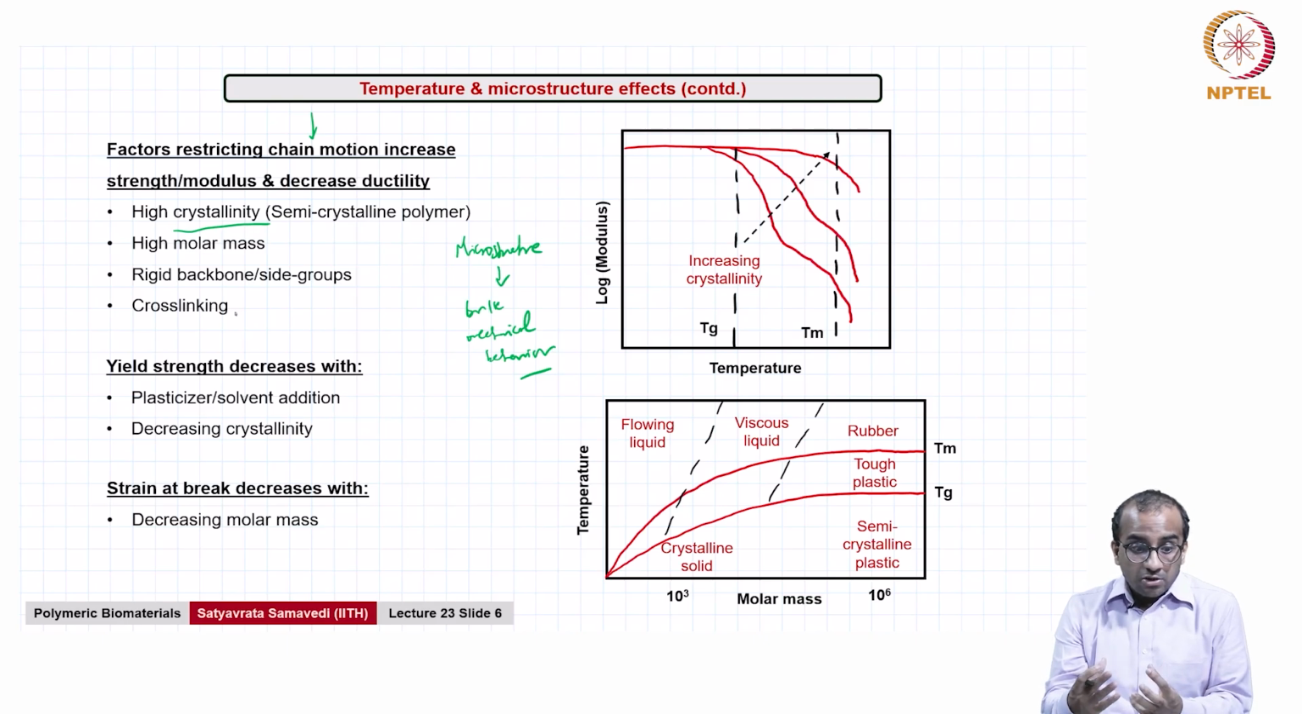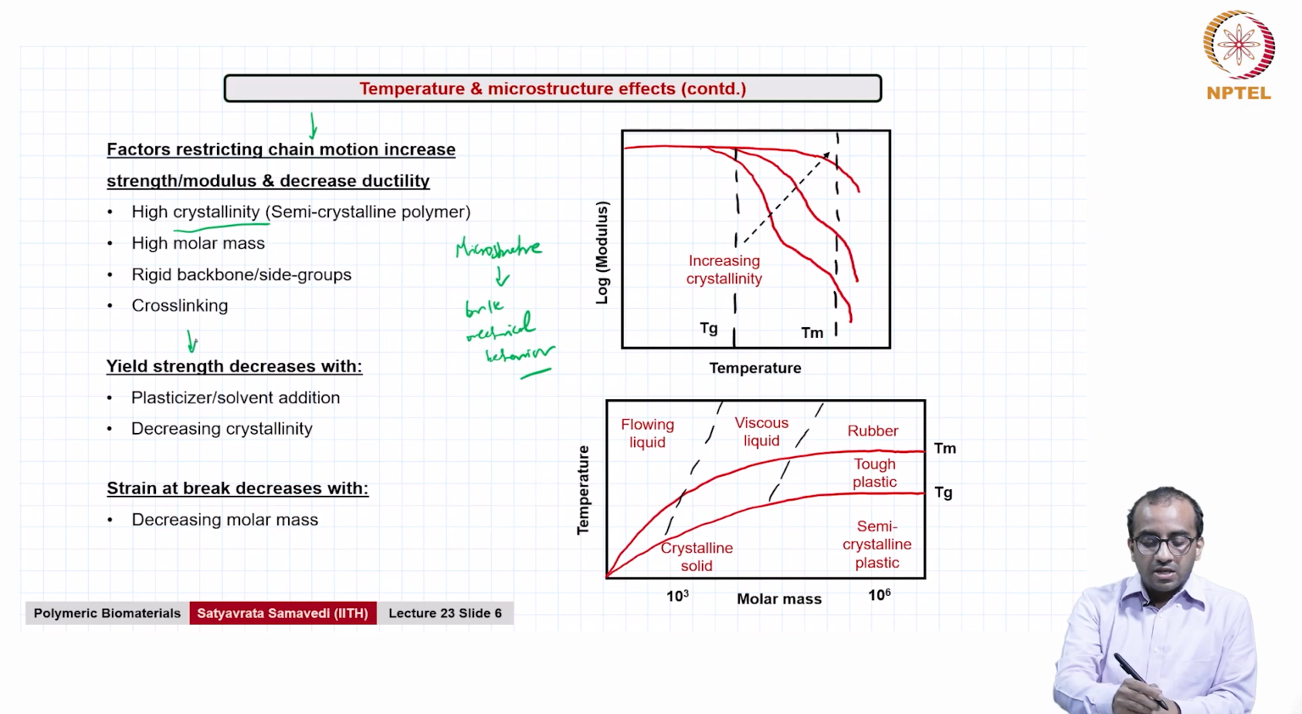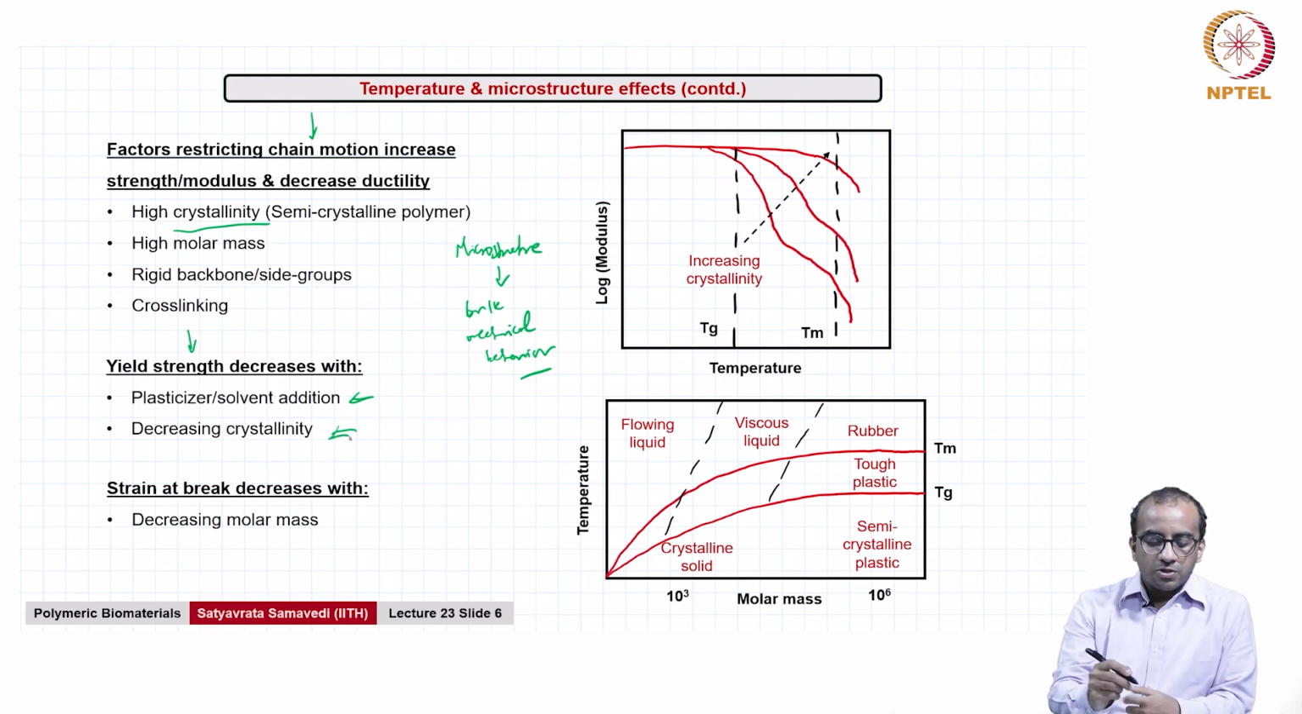Likewise, for ductile or plastic materials, you can have yield strength that is going to decrease with a plasticizer or a solvent addition. Even water alone is in many cases good enough to do it, and of course it is going to also change with crystallinity.